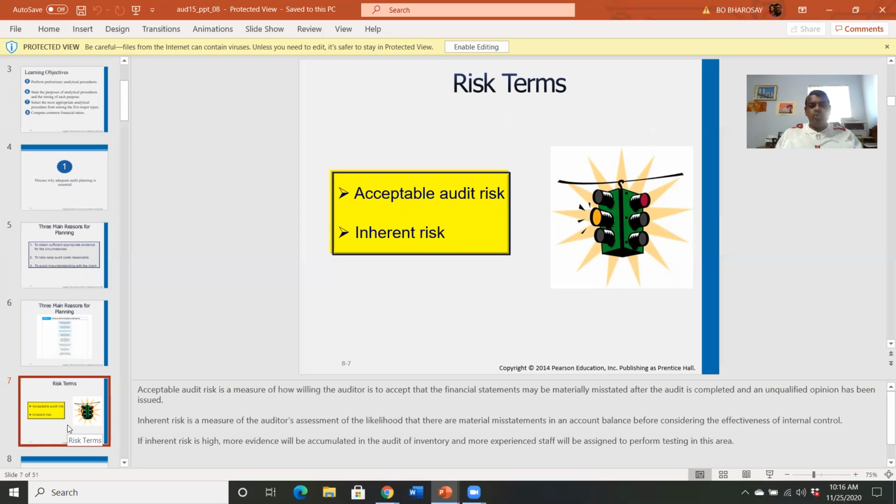Acceptable audit risk. What is meant by acceptable audit risk? Acceptable audit risk is how willing the auditor is to accept the fact that although they did a proper audit, although they complied with generally accepted auditing standards, there are still material errors in the financial statements, or the financial statements are materially misstated. Inherent risk. What is inherent risk?